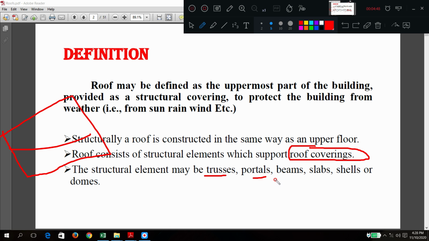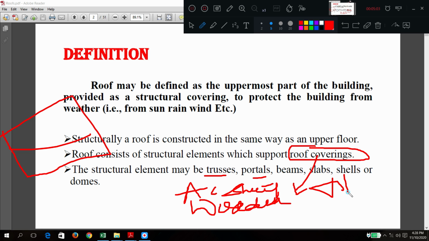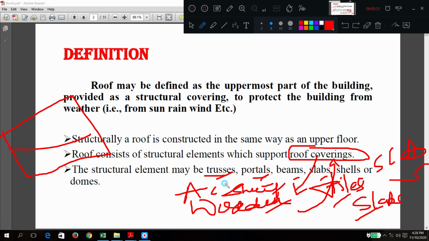What are the materials which act as roof covering? Can you name them? AC sheets or GI sheets, wooden members, wooden coverings, tiles, Mangalore tiles, whatever tiles you see. Slates, meaning thin slabs or slabs themselves, stone slabs or concrete slabs. So sheets, wooden members, tiles, slabs, all these are roof covering. Truss, portal, beam, slab, shells are structural elements. So generally a roof consists of two parts: the structural element which supports the roof covering.